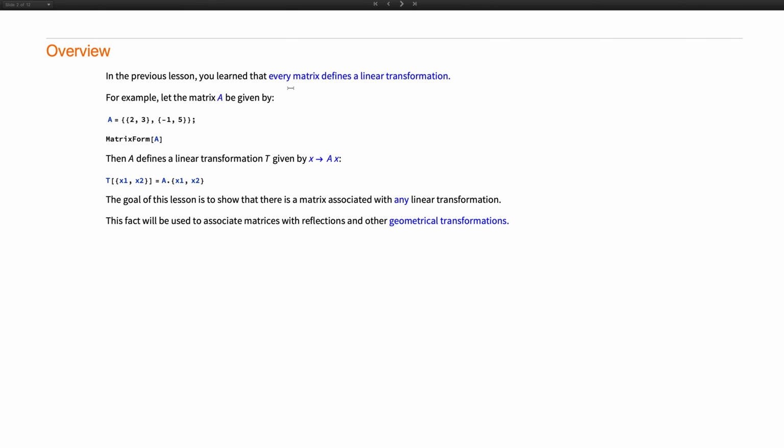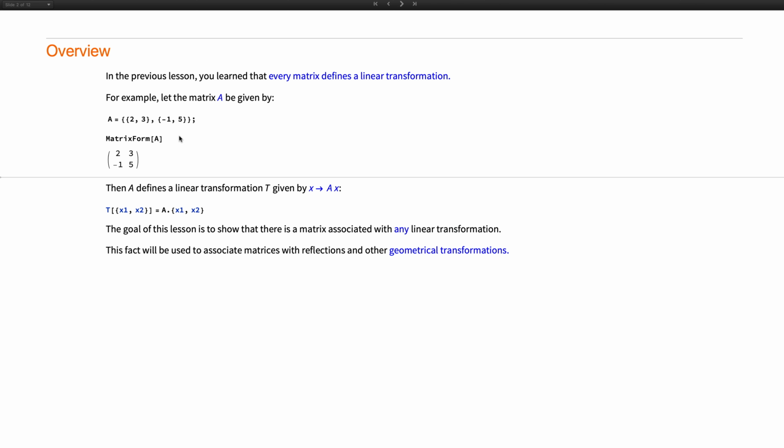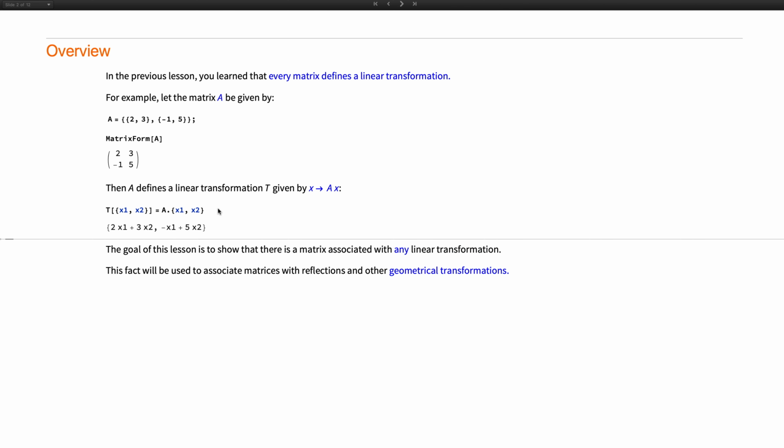In the previous lesson, you learned that every matrix defines a linear transformation. For example, here is a matrix. It's a 2 by 2 matrix. The first row is 2 and 3, and the second row is -1 and 5. Now this matrix defines a linear transformation T, which is given by x goes to A dot x. So here's the linear transformation T.